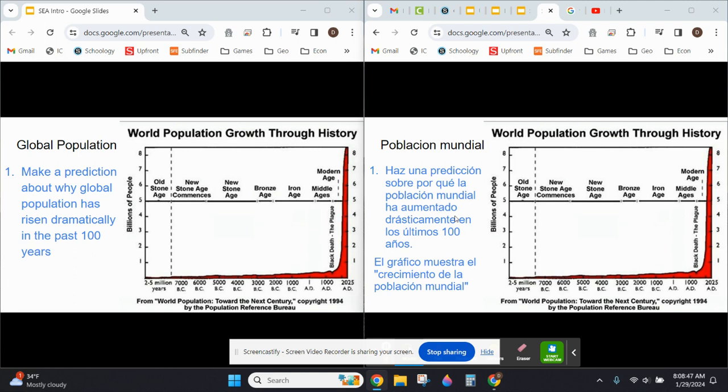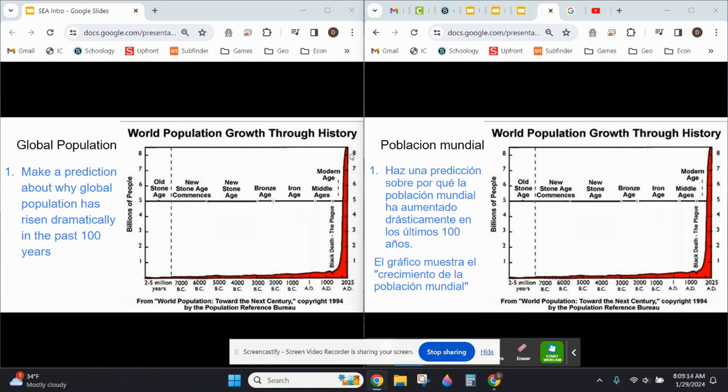Today we're going to be doing a lot of questions through Pear Deck. So if you want to open up your Chromebook, first I want you to make a prediction about global population. Why has it risen so fast in the last 100 years? For all of human history, we were a pretty steady population. Then all of a sudden, we shoot straight up. Somewhere in the area of a few 100 million, and then all of a sudden it's 8 billion. Why has it gone up so fast? You can pause the video.